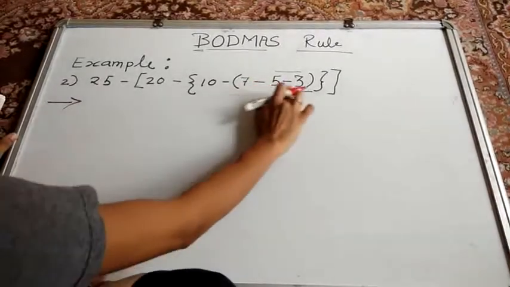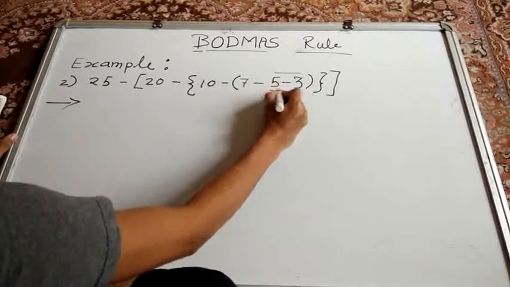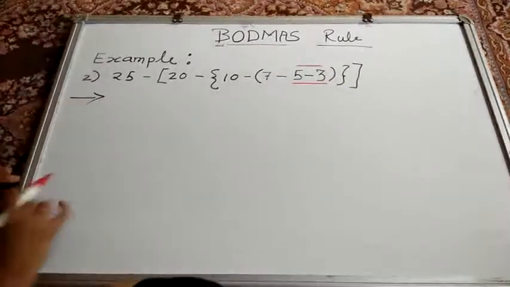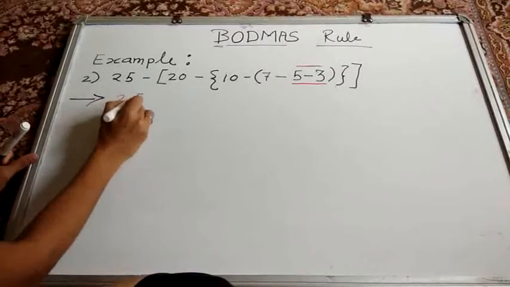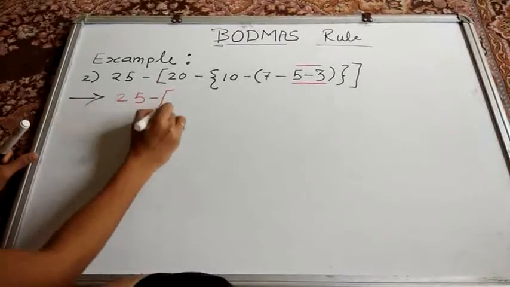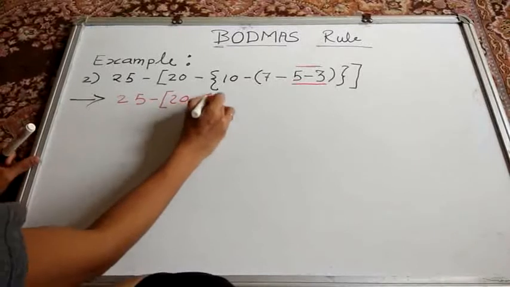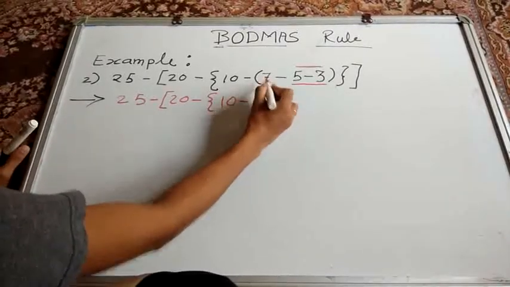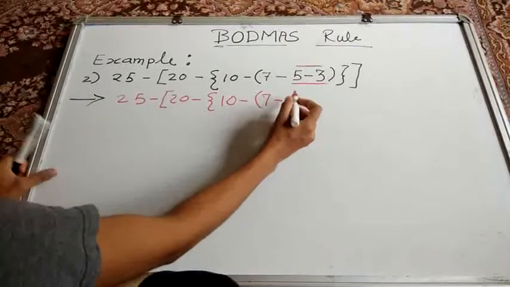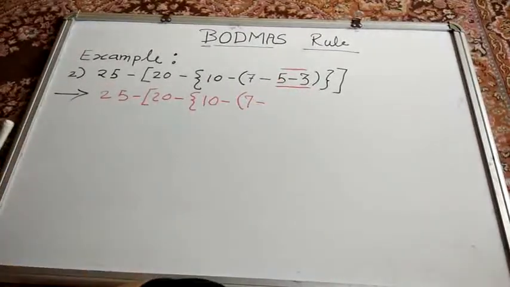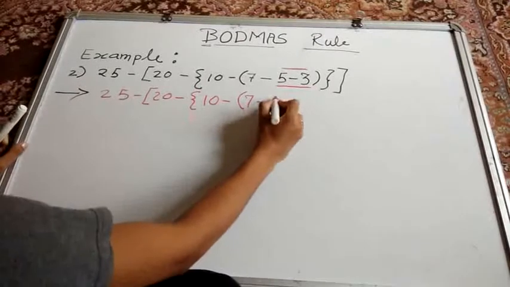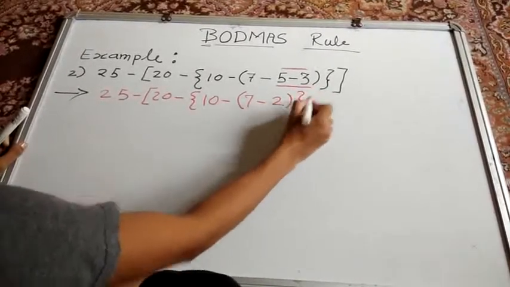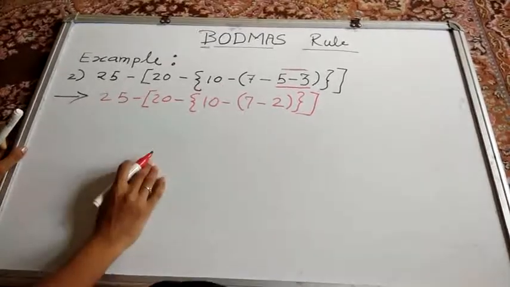So first what will you solve? This 5 minus 3. The one with the bar on top, that you have to solve first. So write this 25 minus square bracket 20 minus curly bracket 10 minus, in bracket, 7 minus. Solve this 5 minus 3. What is 5 minus 3? The answer is 2. Bracket complete, curly bracket complete, square bracket complete.